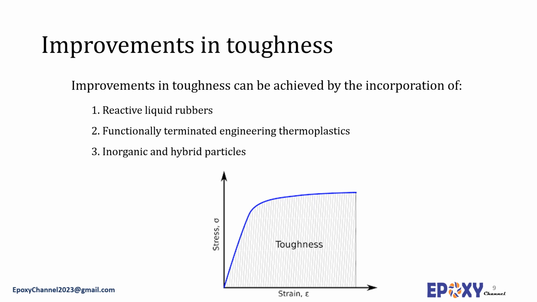A variety of toughening agents have been used to modify epoxy adhesives to improve peel strain and fracture toughness without significantly affecting other properties of the epoxy-based resins. Generally, these modifiers can be classified into 3 types: 1. Reactive liquid rubbers. 2. Functionally terminated engineering thermoplastics. And 3. Inorganic and hybrid particles.